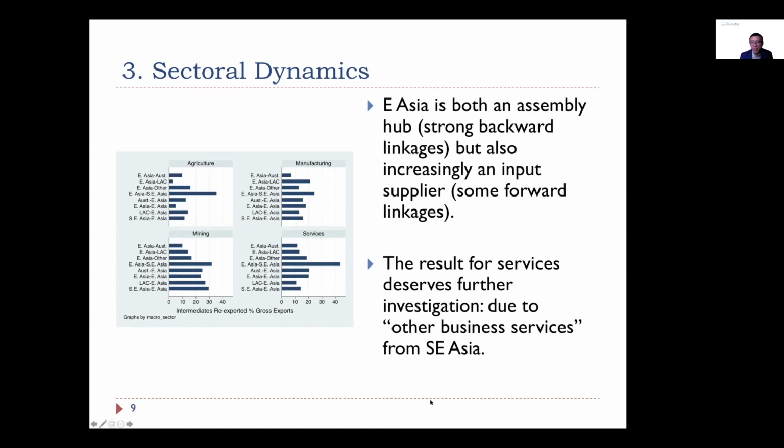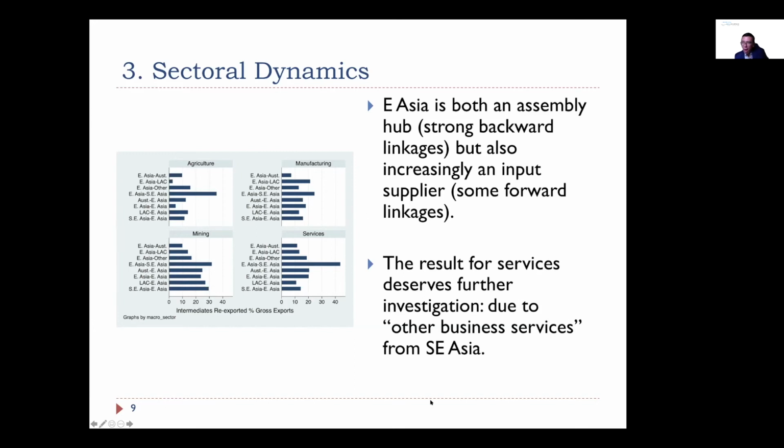Now, here's where we can start to say something a bit more interesting. Let's take a look at DVA indirects. And again, we're expressing it as a percentage. Same sectoral breakdown, so agriculture, mining, manufacturing, and services. Same meaning of the bars. It's East Asia with each of its bilateral partners, so Southeast Asia, Australia, and LAC.